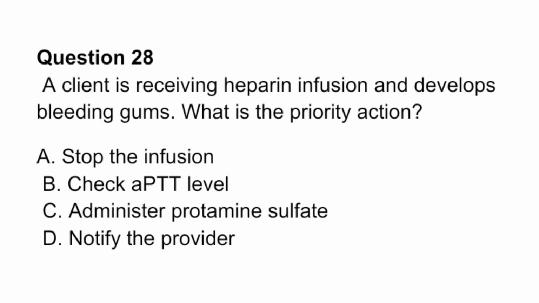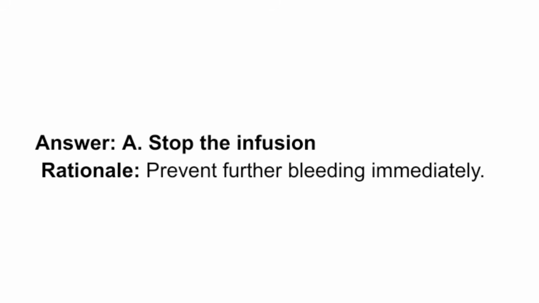Question 28. A client is receiving heparin infusion and develops bleeding gums. What is the priority action? A. Stop the infusion. B. Check APTT level. C. Administer protamine sulfate. D. Notify the provider. Answer: stop the infusion. Rationale: prevent further bleeding immediately.